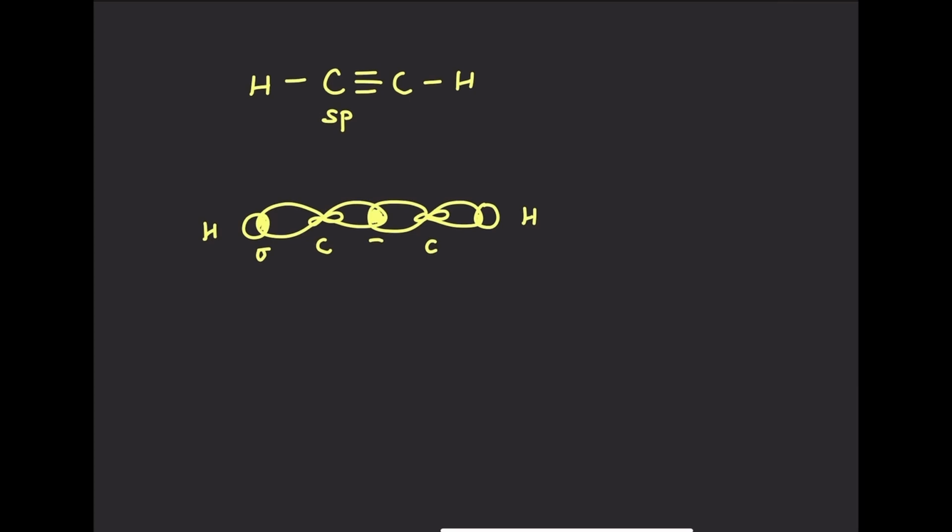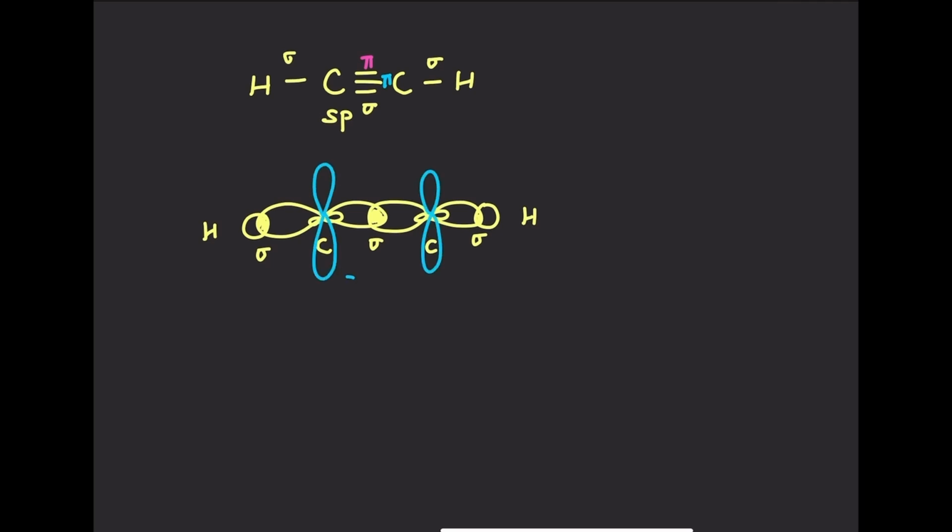So sigma bond, sigma bond, sigma bond. And in ethyne, this triple bond here means that we have 1 sigma and 2 pi bonds. We have a total of 2 pi bonds. So in this case, we're going to have 2 p orbitals that are unhybridized. So let's just draw one of them first.